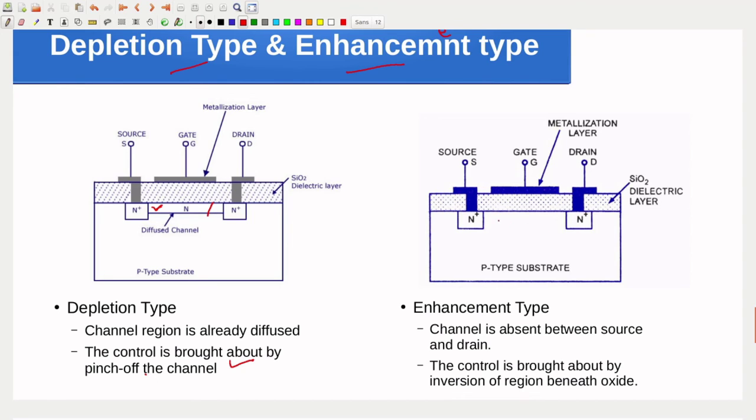And in case of enhancement type MOSFET, you can see channel is absent between source and drain, and here the control of current flow between source and drain is due to the inversion brought about by the applied gate voltage. Remember the working of MOS capacitor, the same explanation.